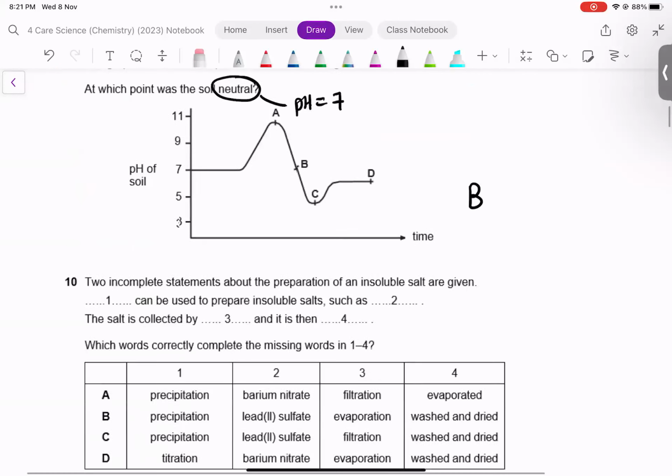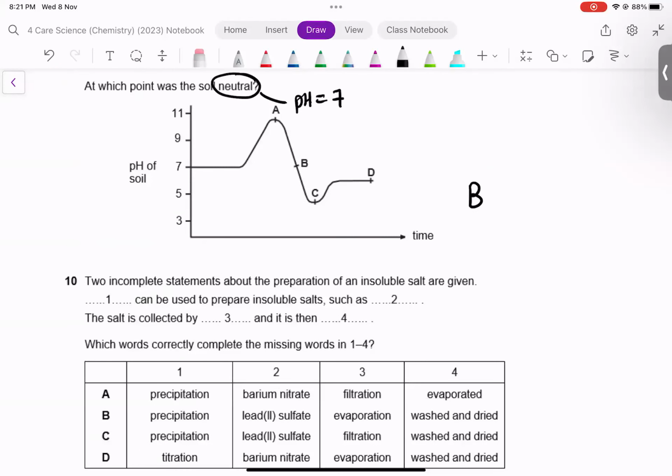Now, question number 10 is a common question type for combined science. They will give you blanks and they ask you to find words to fill in and complete the statements. So first, the first blank, what can be used to prepare insoluble salts? Insoluble salts must only be prepared by precipitation.